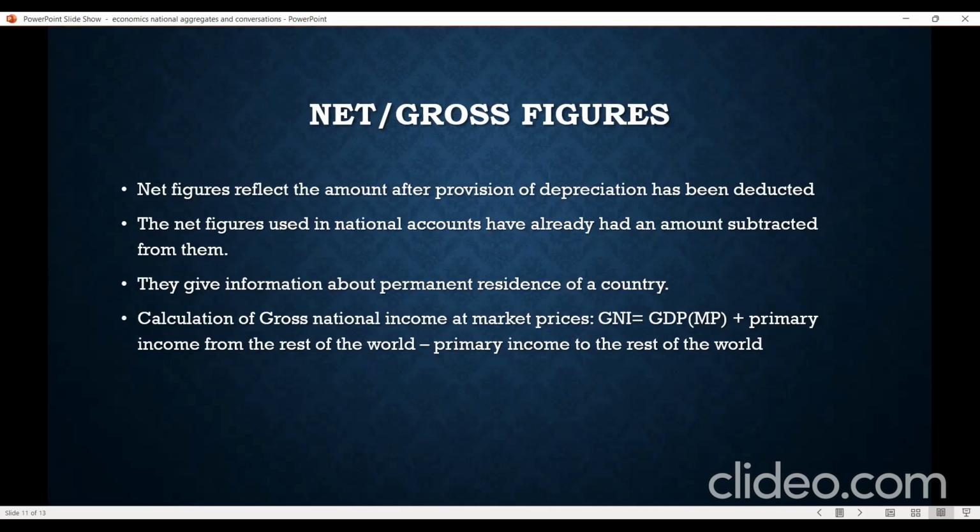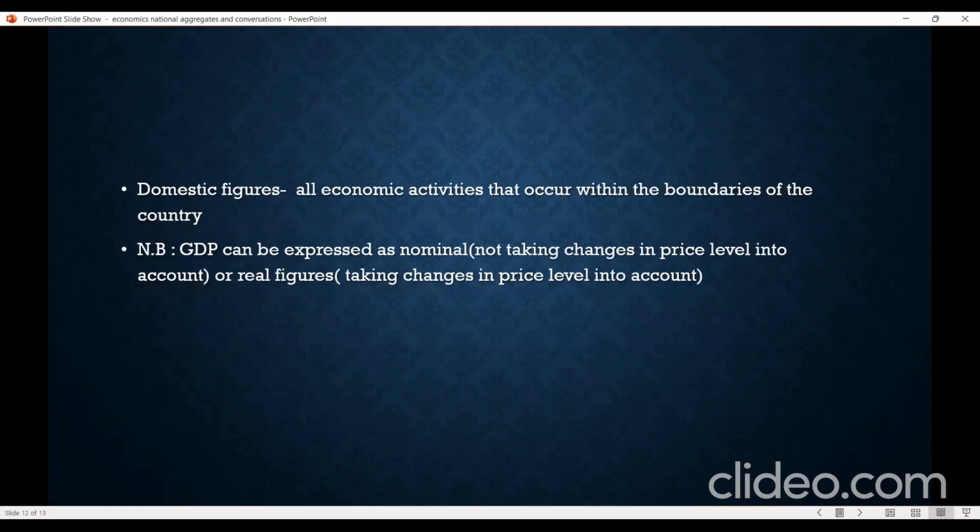Now, let us outline some of the keywords that might be a bit confusing. We speak of domestic figures. The domestic figures are all the economic activities that occur within the boundaries of a country. Each and every transaction that takes place within the country, we speak of as domestic figures.